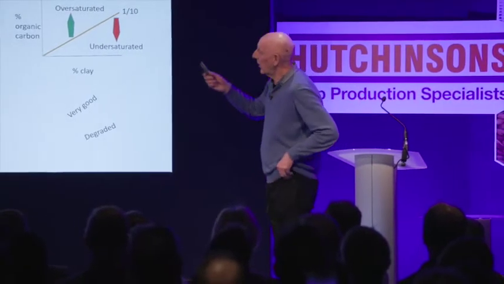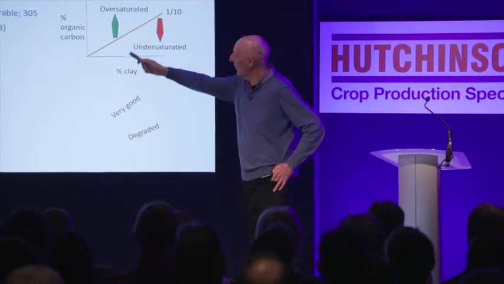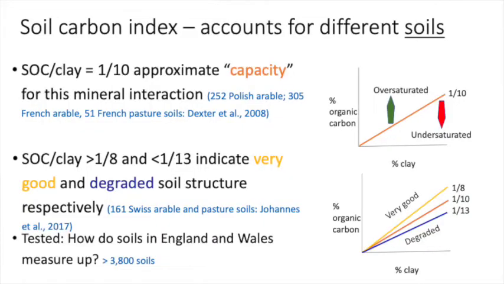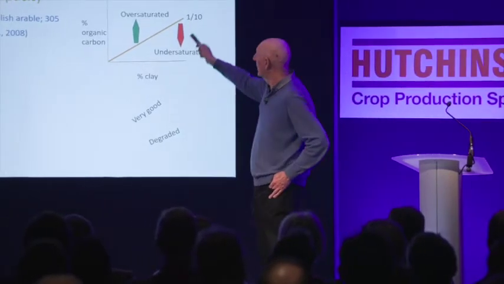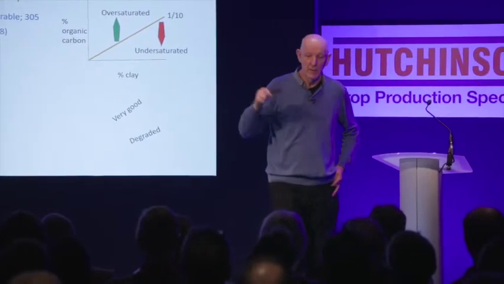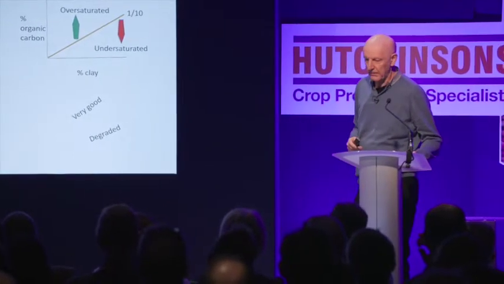It was a colleague, Tony Dexter, who actually came up with this line here. This is a 1 in 10 line of organic carbon over clay. And Tony worked out from some soils in Europe that that's approximately where you get full coverage, if you like, of the clay on that line. If you're below there, it's undersaturated. If you're above there, it's oversaturated. So it's sort of a capacity measure.